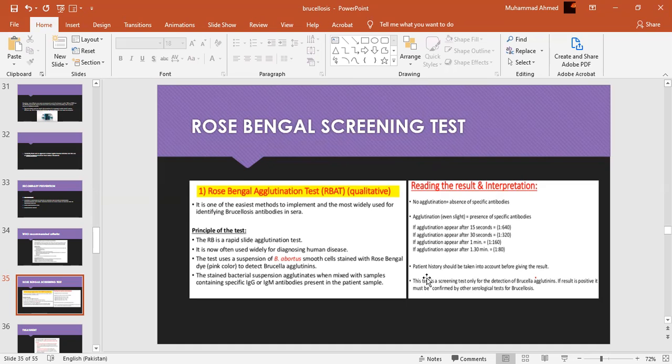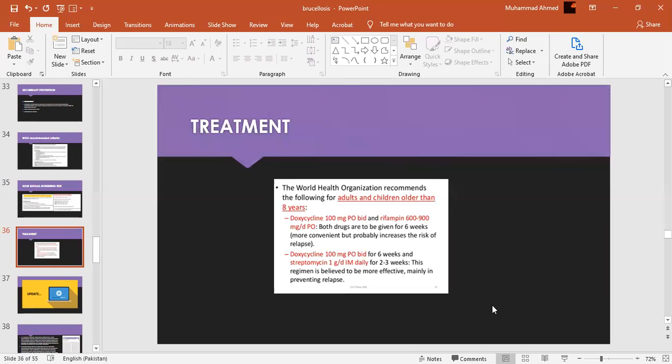Patient history should be taken into account before giving the result. This test is a screening test only for the detection of Brucella agglutinins. If the result is positive, it must be confirmed by other serological tests for brucellosis.